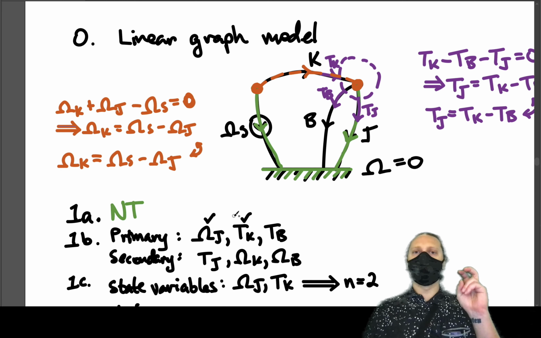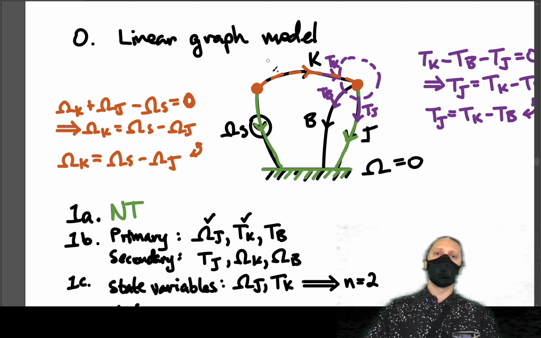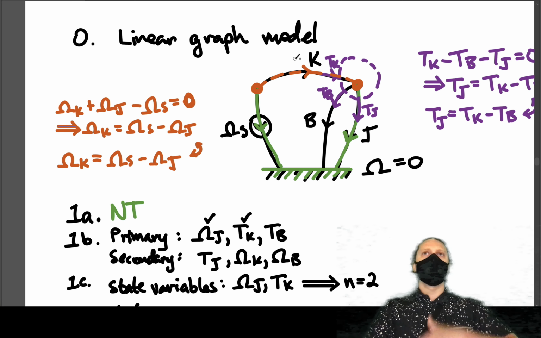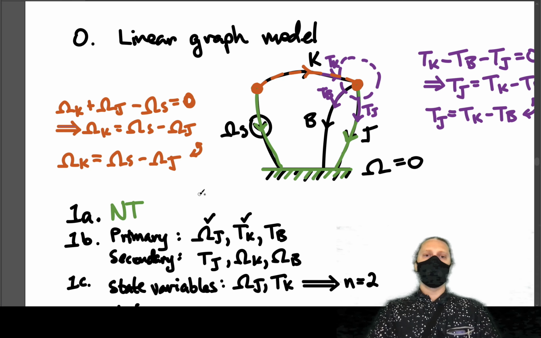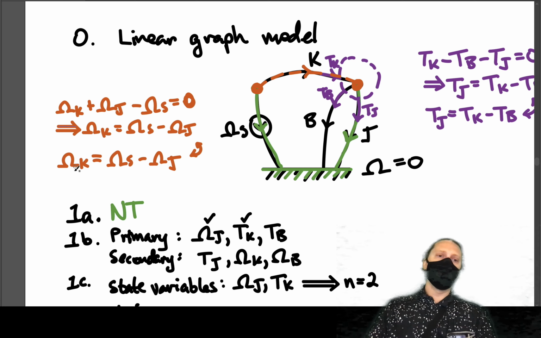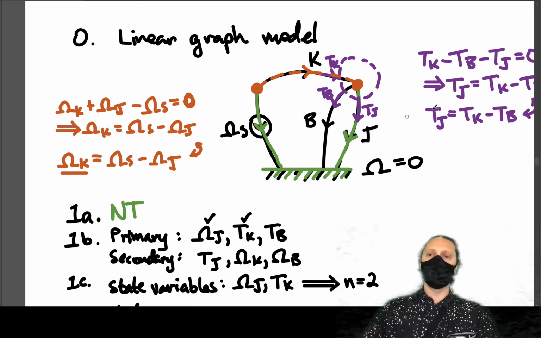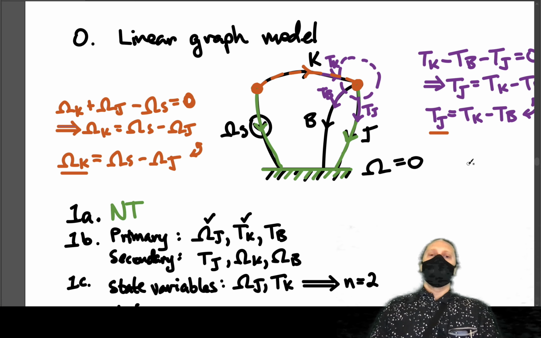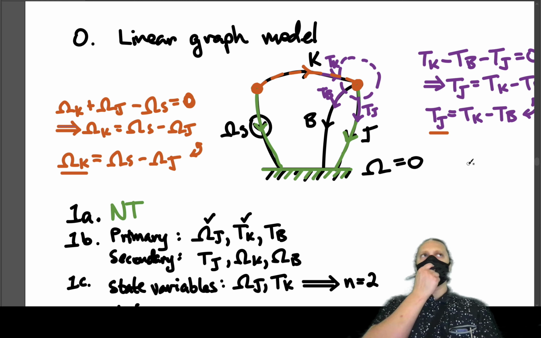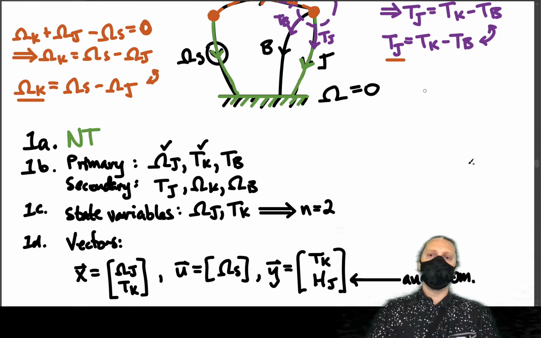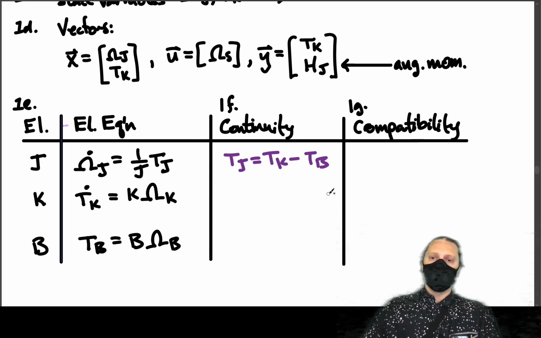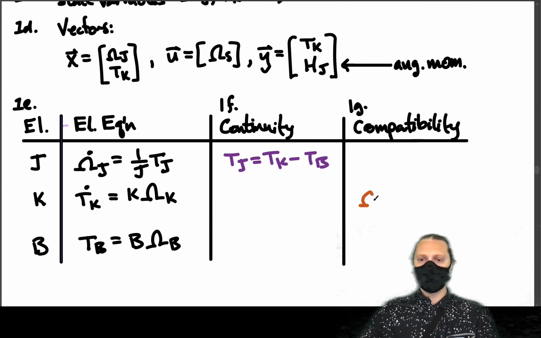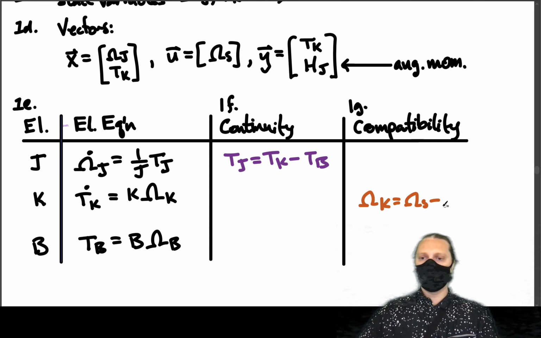If the shortcut way doesn't make sense, just go back to sum drops around a loop and solve for the secondary variable. If you do the shortcut method, in both cases, you end up with the secondary variable on the left-hand side automatically. And so you can identify them as you go instead of at the beginning. It's up to you, though. So we said this compatibility equation, it was omega K equals omega S minus omega J.